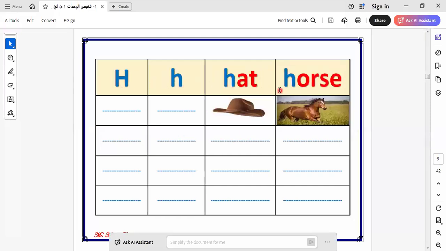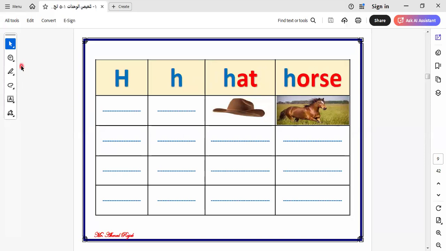Capital H and small h, hat and horse. I will write it to show how to write it. This is capital H and small h. It will be hat and horse. Let's go to another one.